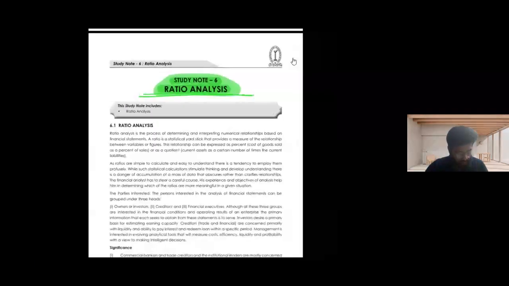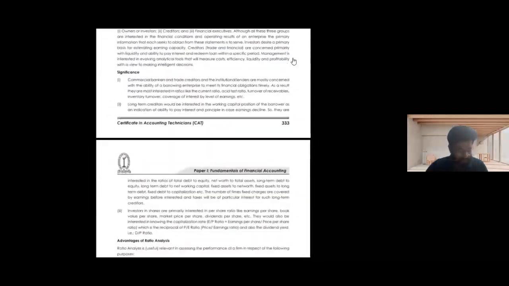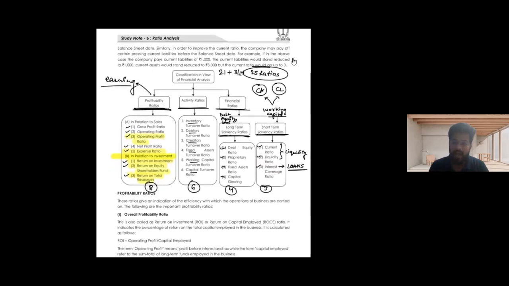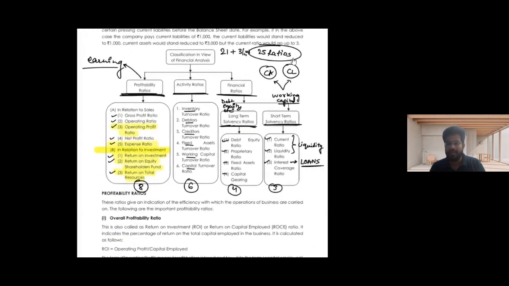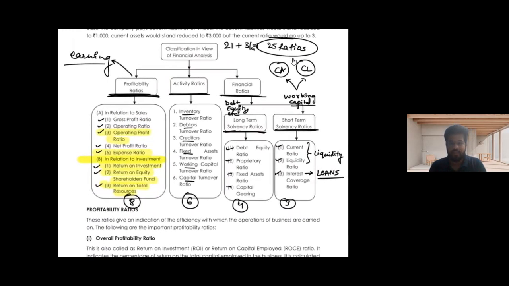So lastly, we have covered some of the ratios already. I told you that there are three types of ratios. That is your profitability ratio, which is the first part of the ratios. Then you have the activity based ratios. And lastly, you have the solvency ratios.